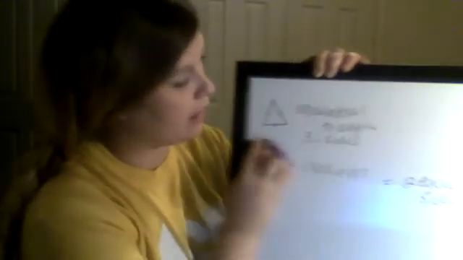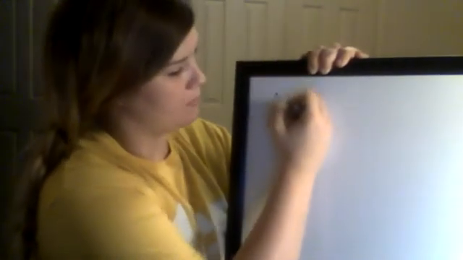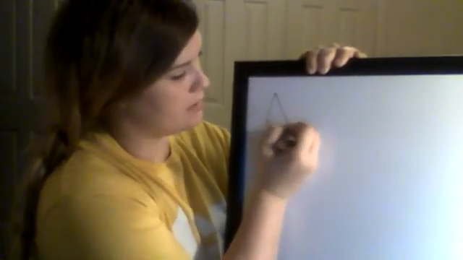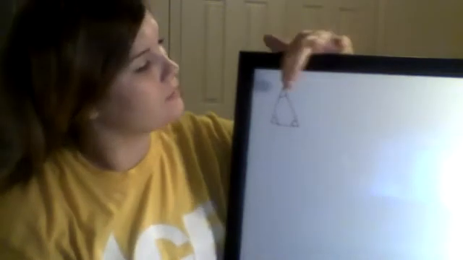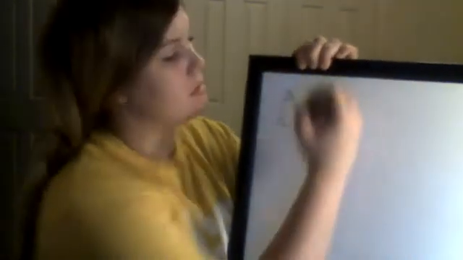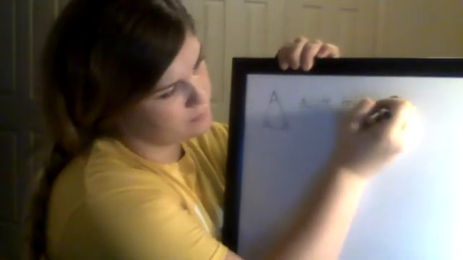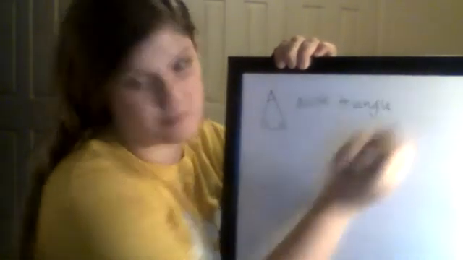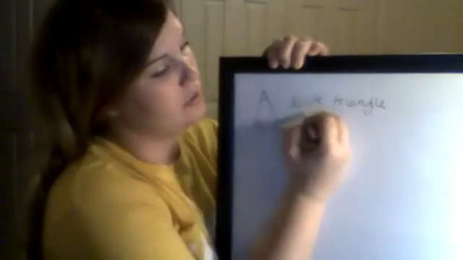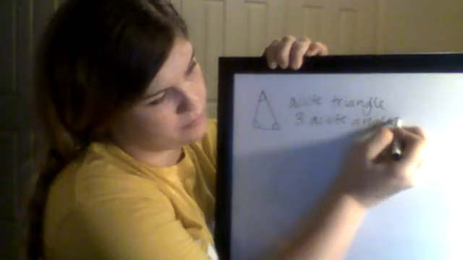Now we can talk about how to classify triangles by their angles versus their sides. So by angles, if I did this, now these angles are all acute angles. They're less than 90 degrees. So this would be an acute triangle. Because it has 3 acute angles.